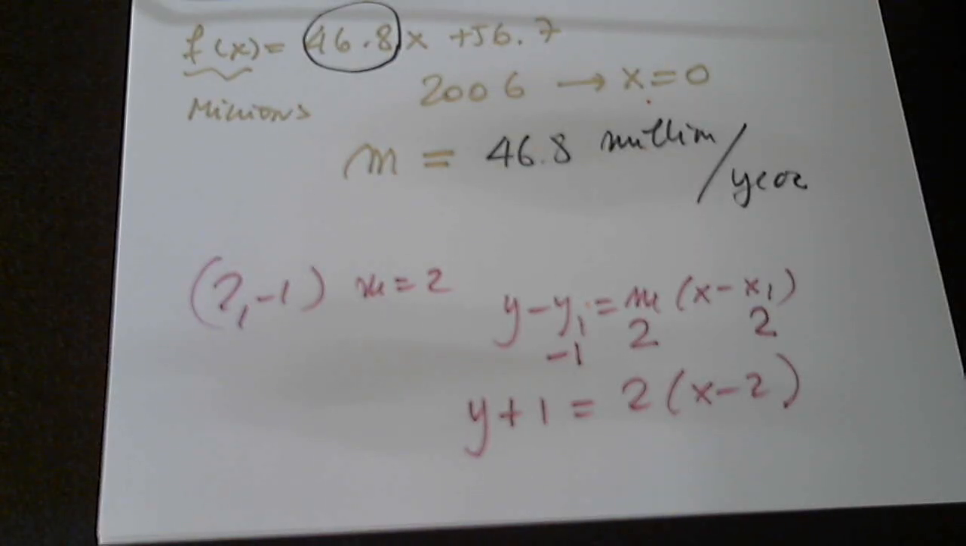So y plus 1 equals 2 in parentheses, and we want x minus 2. Oh, it didn't go inside. I thought I clicked on that, but maybe I didn't. Okay. So they want it in point slope form. Simplify your answer.